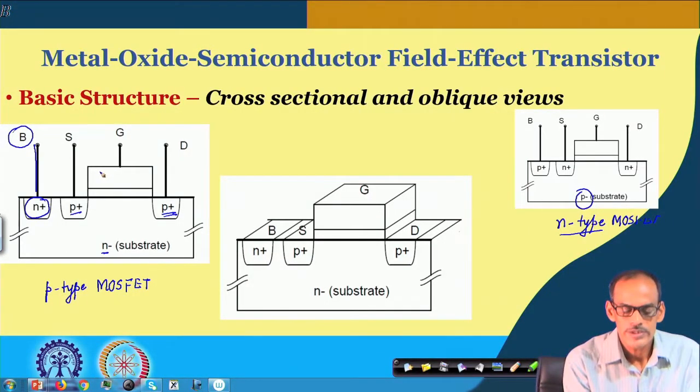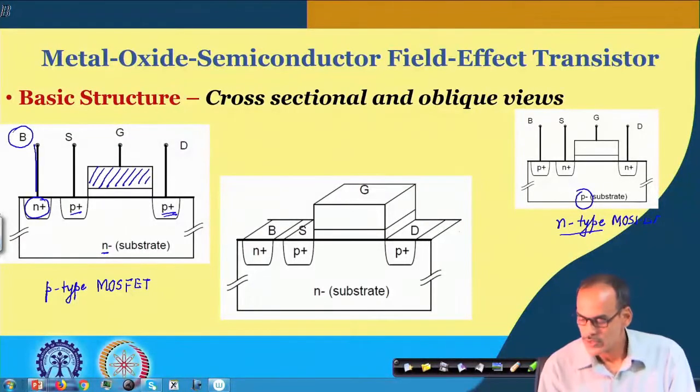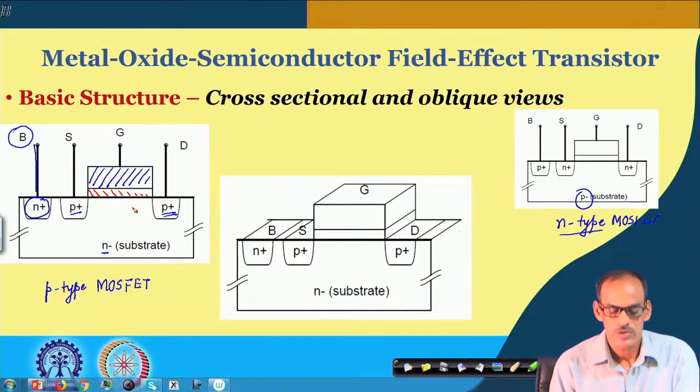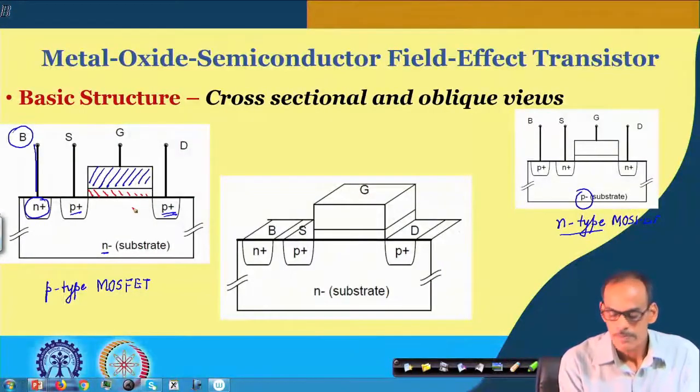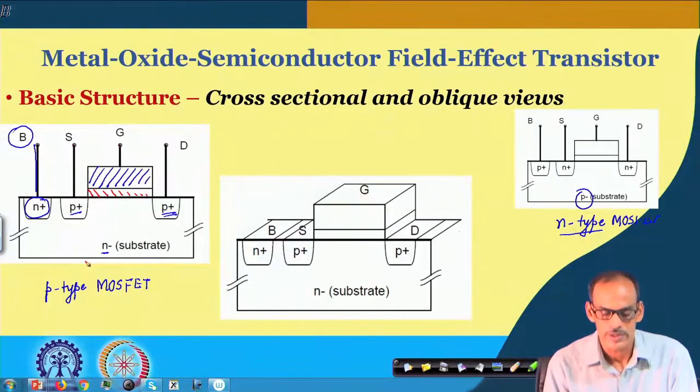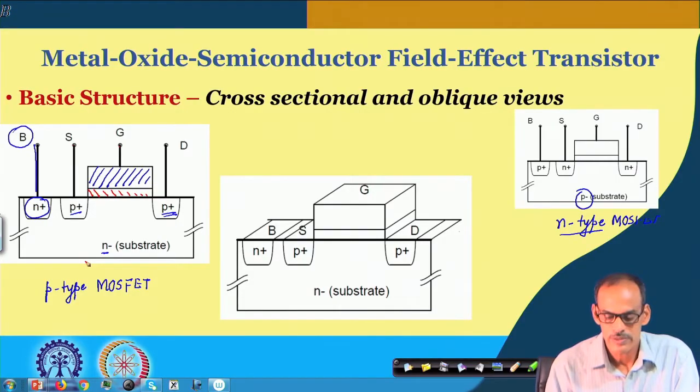And similar to the NMOSFET, we have the gate electrode here, and just below that the silicon dioxide, and then below that the substrate or the body. And in this case, to create the channel, we have to see what kind of voltage we have to apply at the gate with respect to source, and we will see in detail what other things are happening. But this is the cross sectional view.